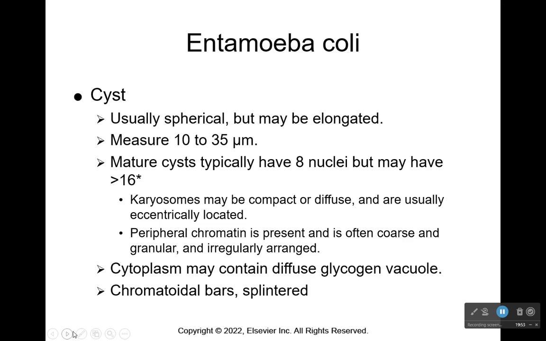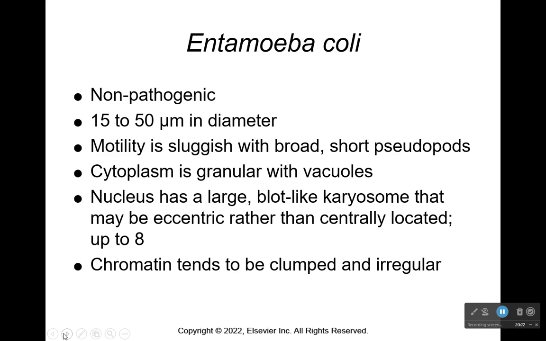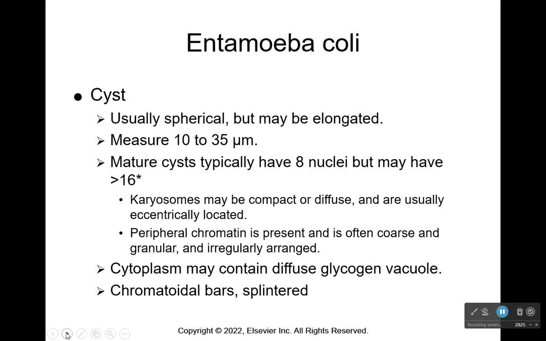The cyst may be elongated. With our Entamoeba coli, one way to identify it is that you have 8 or more nuclei. It has the most nuclei of any of our Entamoeba. It can have greater than 16. And I'm not sure why there's a star there. The karyosomes, the chromatin is a little bit different. And again, those chromatoidal bars are clumped, irregular, and may even have a splintered look.